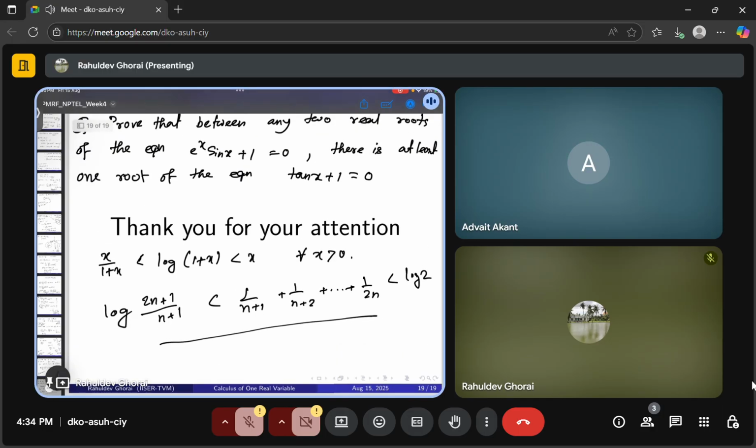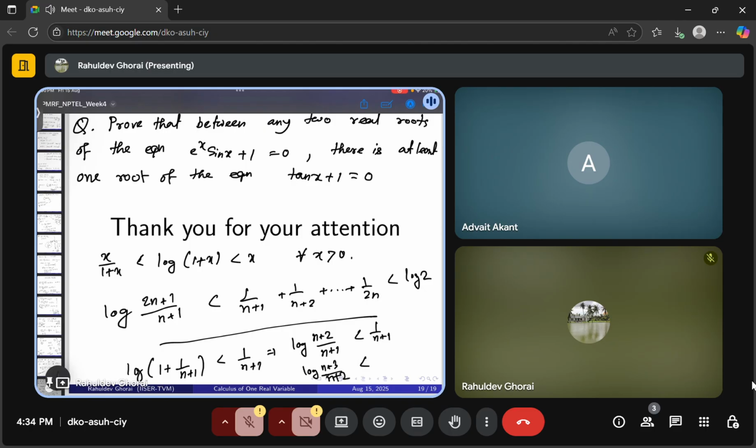You understand this, right? So you got that one, right? Log of 1 plus 1 by n plus 1 is less than 1 by n plus 1, right? That implies log of n plus 2 by n plus 1 will be less than 1 by n plus 1. Similarly, what you will have? Log of n plus 3 over n plus 2 will be less than 1 by n plus 2.